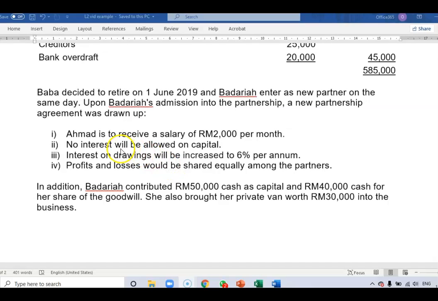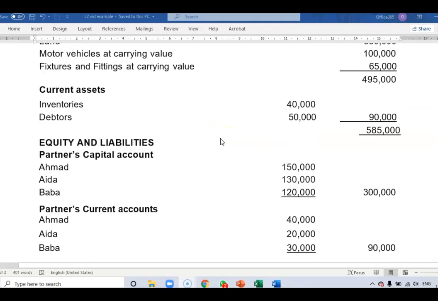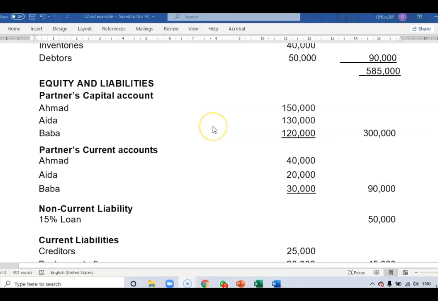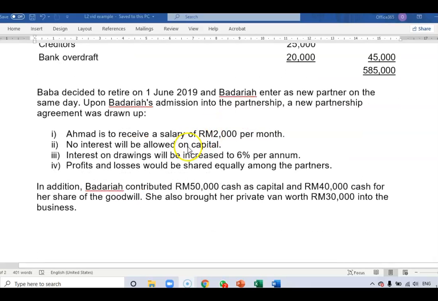The new agreement also says Ahmad will receive 2,000 per month. If we have a look upstairs, Ahmad received only 1,500. It increased to 2,000. No interest on capital. Just now, interest on capital was 10%, so the new agreement is none. Interest on drawings just now was 4%, I think. Then it increased to 6%.